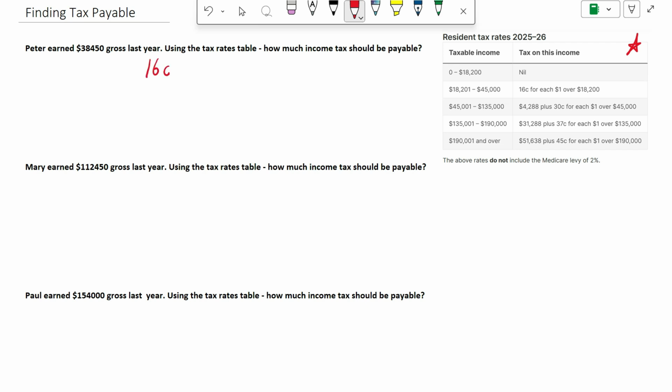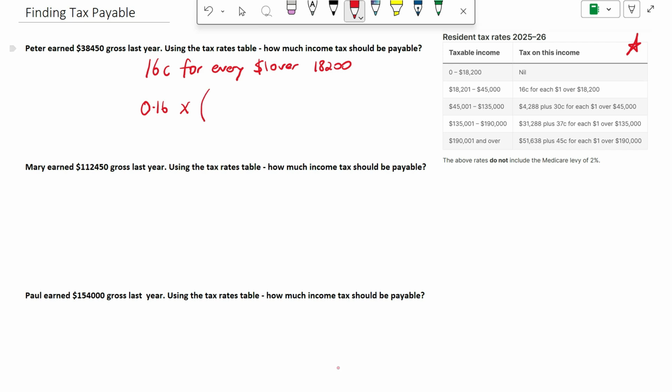He's paying 16 cents for every dollar over the 18,200, which is our tax-free threshold. So this is the math that we need to do on the 38,000. So for 16 cents, we're going to write it as dollars. So $0.16 for every, is times. And then we need to actually find out, well, how many dollars over this?